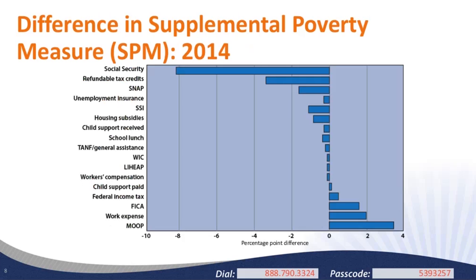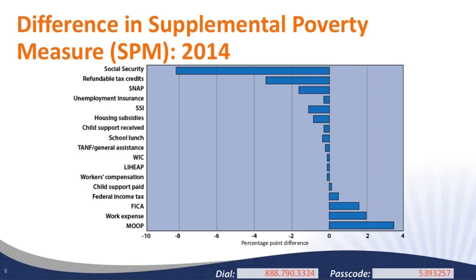So this is a look at the programs that reduced poverty the most in 2014. And we're going to talk today just about the three biggest ones, and then later if you'd like you could ask questions about any of the others that you may be interested in. So if you look at the top chunk of that graph that you see in front of you, the further that bar pushes to the left, the more that that particular program reduces the poverty rate. So notice the first three on that list: Social Security, refundable tax credits, and we're going to talk particularly about the earned income tax credit, and SNAP.